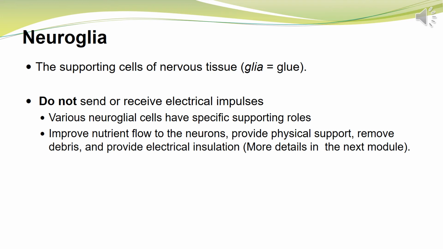Let's talk about the neuroglia first. These are actually the supporting cells of nervous tissue. Glia actually means glue. And I'd just like to make it clear that these are not the cells that send or receive electrical impulses. There are several different types of these neuroglial cells, and each of them has a specific supporting role. They can improve nutrient flow to the neurons, provide physical support to the neurons, remove debris, and act as electrical insulation. And we're going to cover this in much more detail in the next module, like I said.